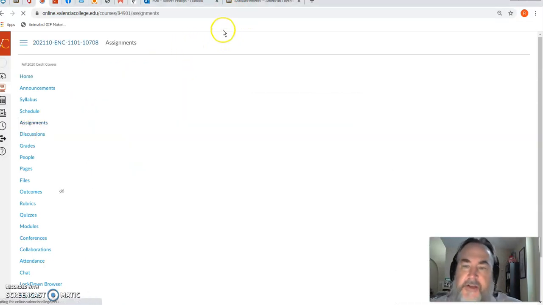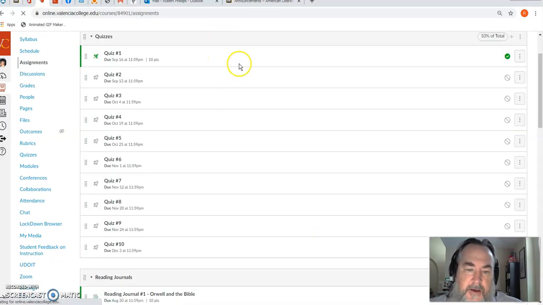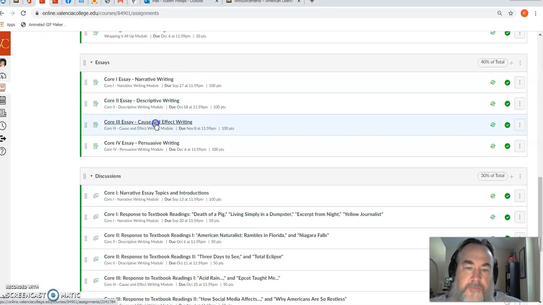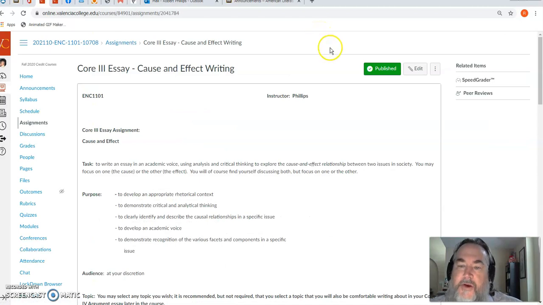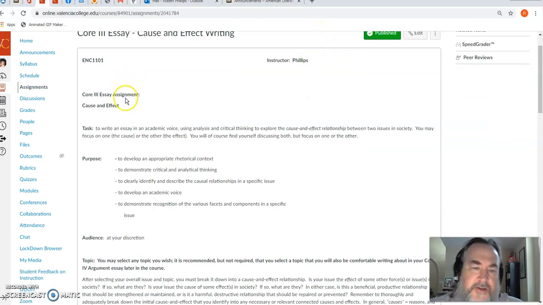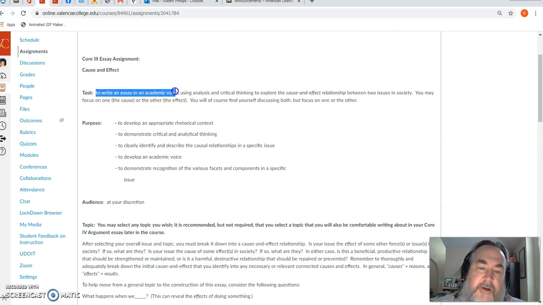So I'm going to click into the assignments as always and get down to the assignment so we can read through the document as we always do here. The Core 3 essay assignment, cause and effect. Your task: to write an essay in an academic voice. So for this essay, more so than the previous two especially, we are shifting into a more formal tone of voice, an academic voice.